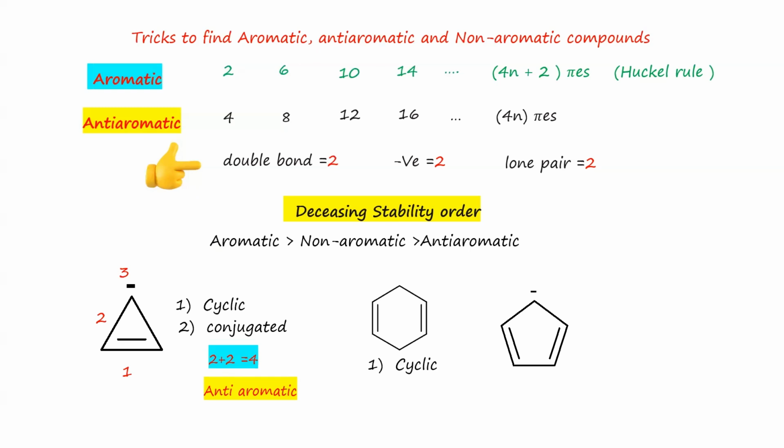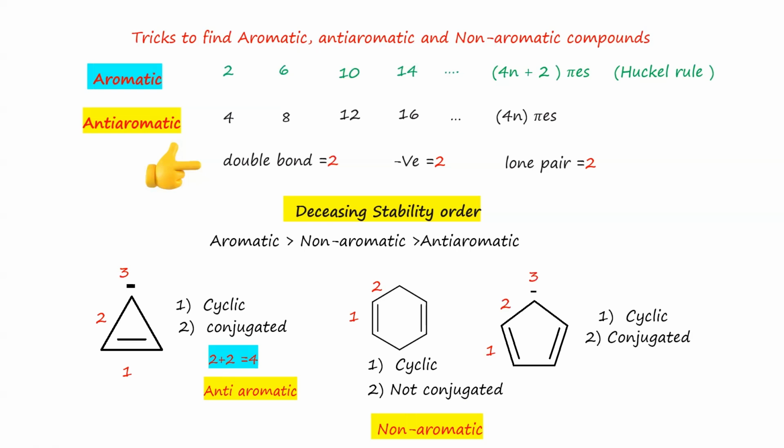Next, cyclic compound, double bond, single bond, and on this carbon there is no positive or negative charge or lone pair of electrons. So not conjugated, means non-aromatic. Next example, it is a cyclic, double bond, single bond and negative charge, means there is a conjugated system. So 2 plus 2 plus 2 is equal to 6, means it is an example of aromatic.